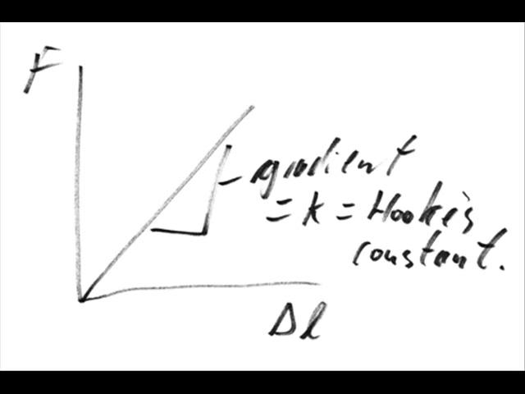A large value of Hooke's constant tells us that for a large force there is a small change in the length of the material, and so the material is commonly thought of as inelastic. A low value tells us that material is very elastic.